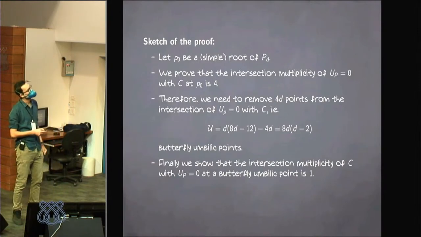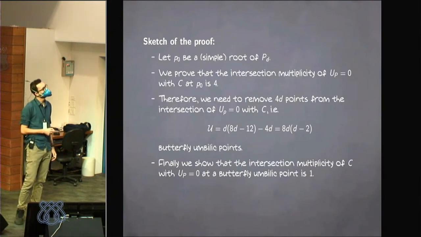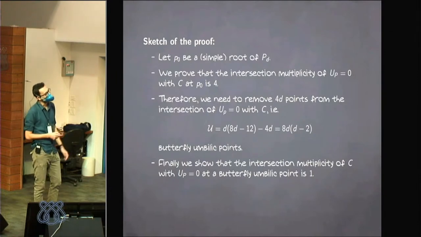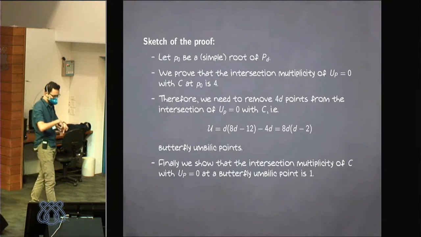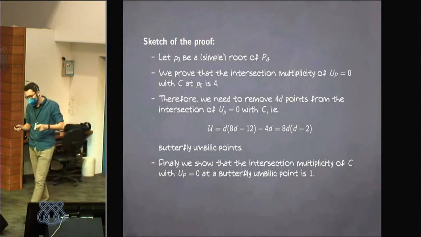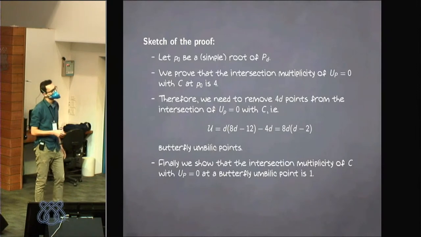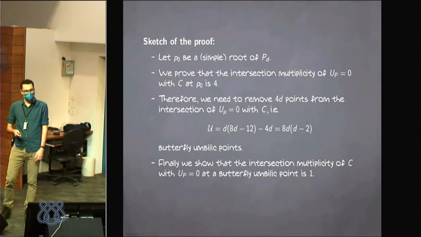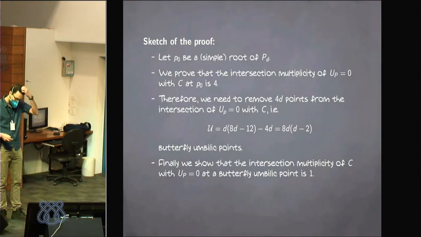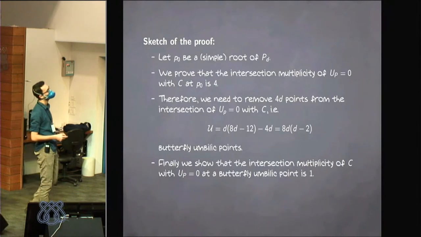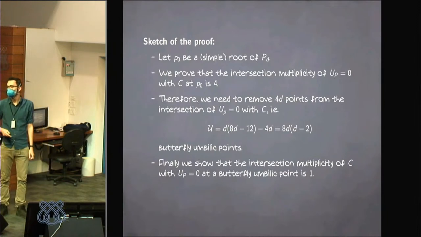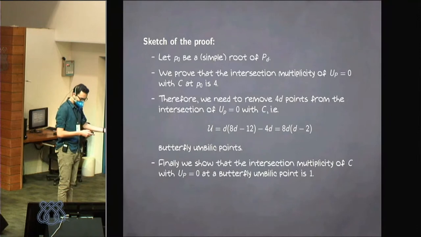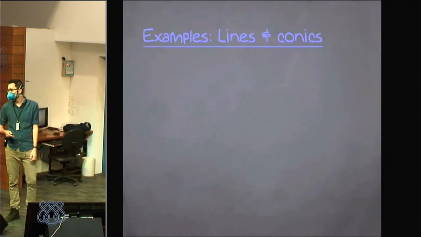So in the beginning we have d times (8d minus 12). Now I eliminated my minus 4d and we obtain 8d times (d minus 2) butterfly points. But of course, now the intersection multiplicity of the butterfly umbilical point, we need to prove it is 1. The idea here is a little bit long, it's a little bit technical, but we use the depth of the curve. And it's possible to do it in practice. But more interesting here is to apply this to an example.